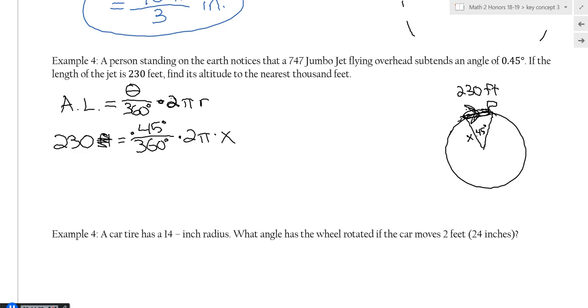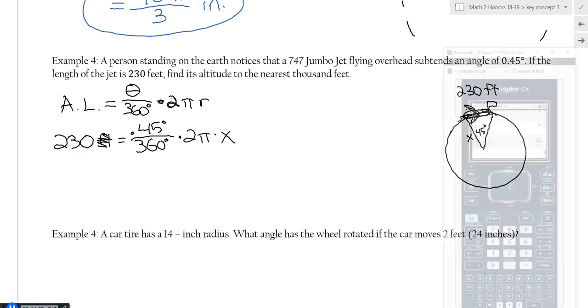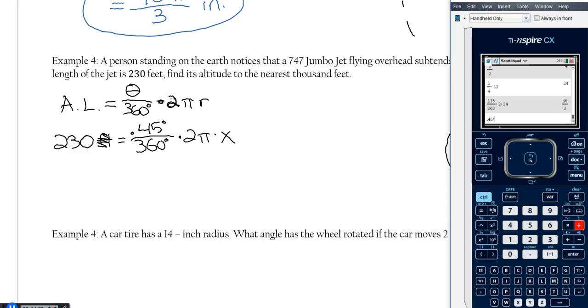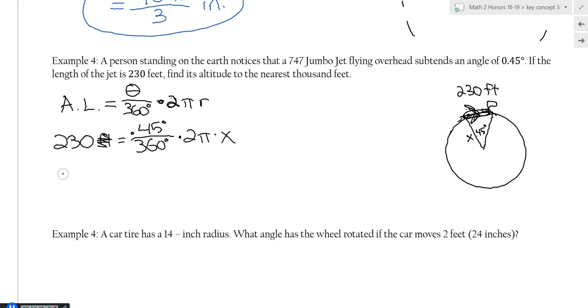So the first thing I'm going to do is simplify the right side. I have a lot of things over here. So I am going to do 0.45 divided by 360 times 2. And I get this very small number, and that is okay. That 0.45 is so small, 0.0025. So 230 equals 0.0025 pi times x.